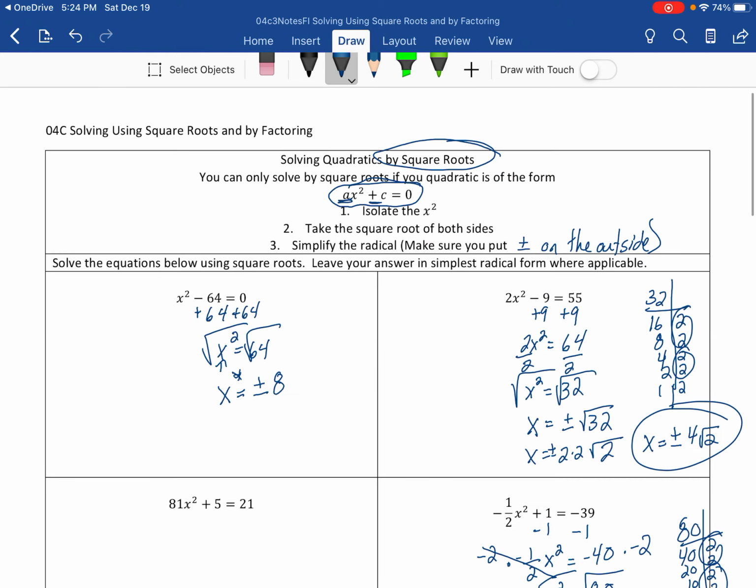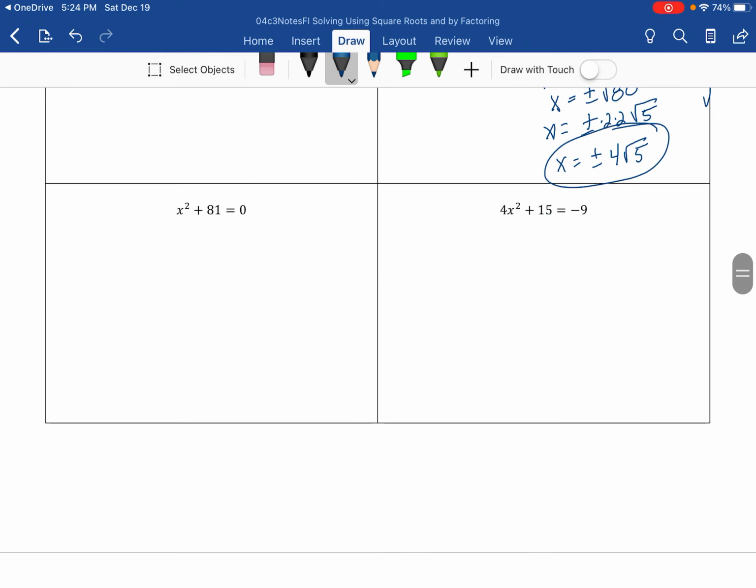Let's just try one more. Okay, this one here, I subtract 15 from each side. So this is going to be 4x squared. Negative 9 minus 15 is going to be negative 24. I divide by 4, divide by 4. X squared is equal to negative 6.